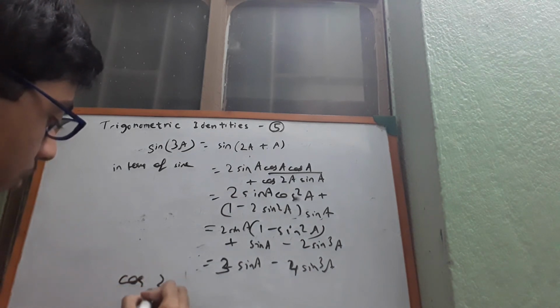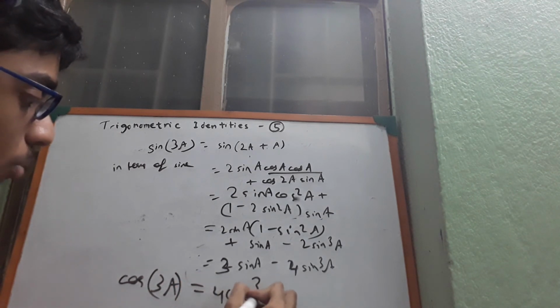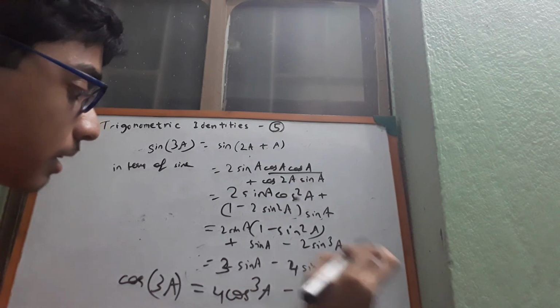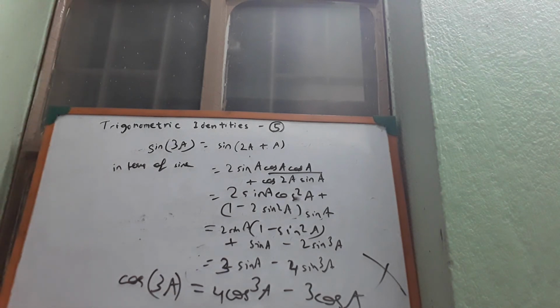Similarly, you can solve for cos 3A. I'm not showing the derivation here. You will end up with 4 cos cube A minus 3 cos A. You don't need to remember this. Please don't remember these formulas. You can just derive it. I hate the idea.